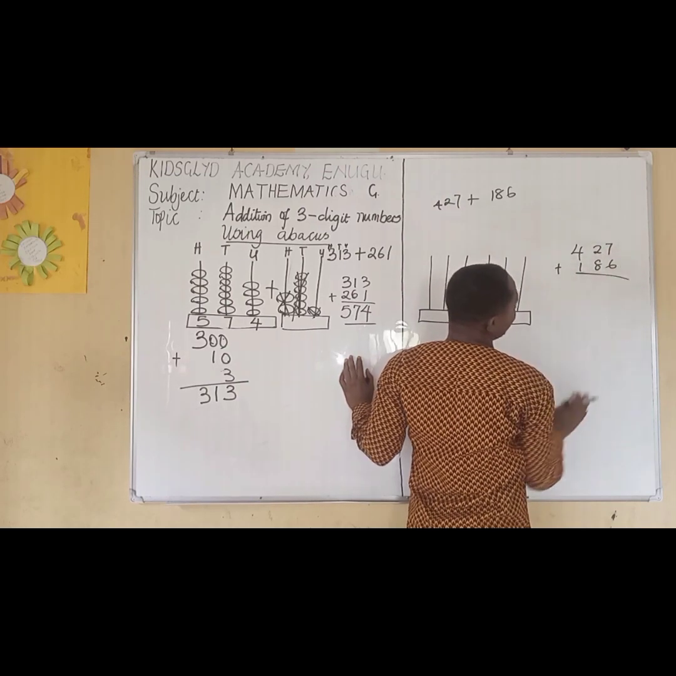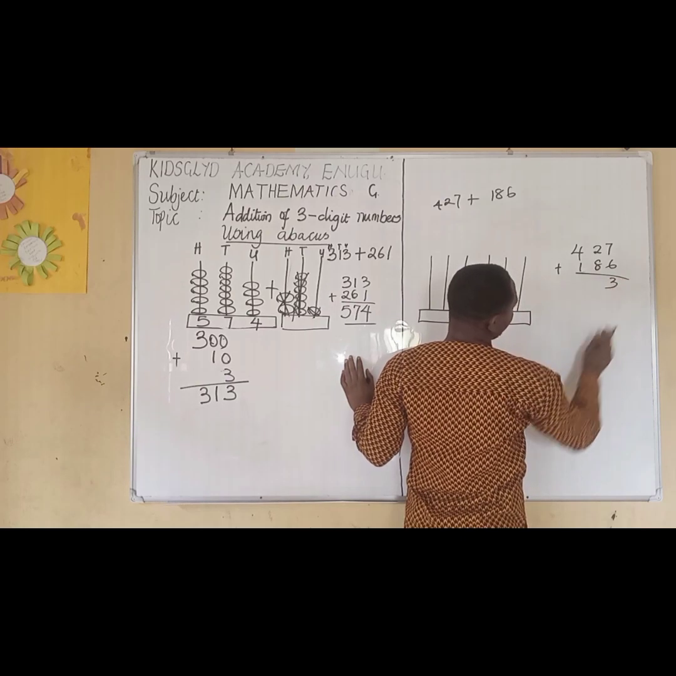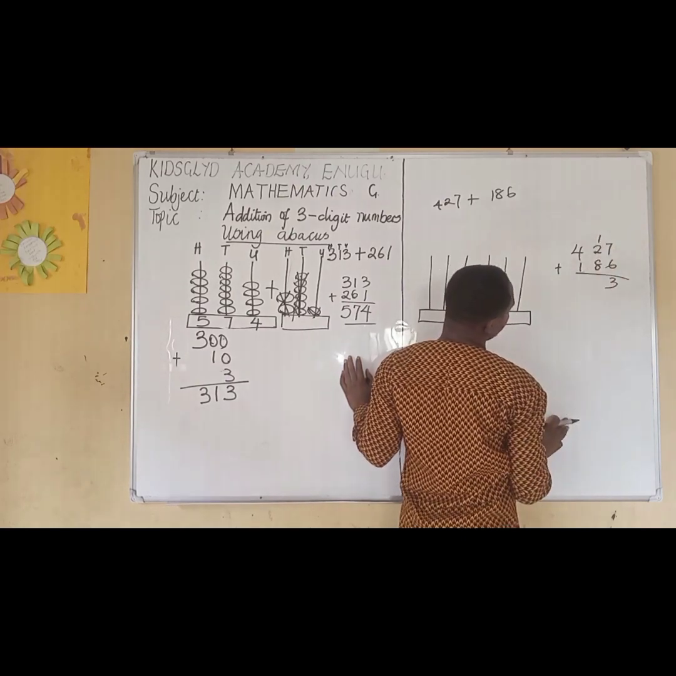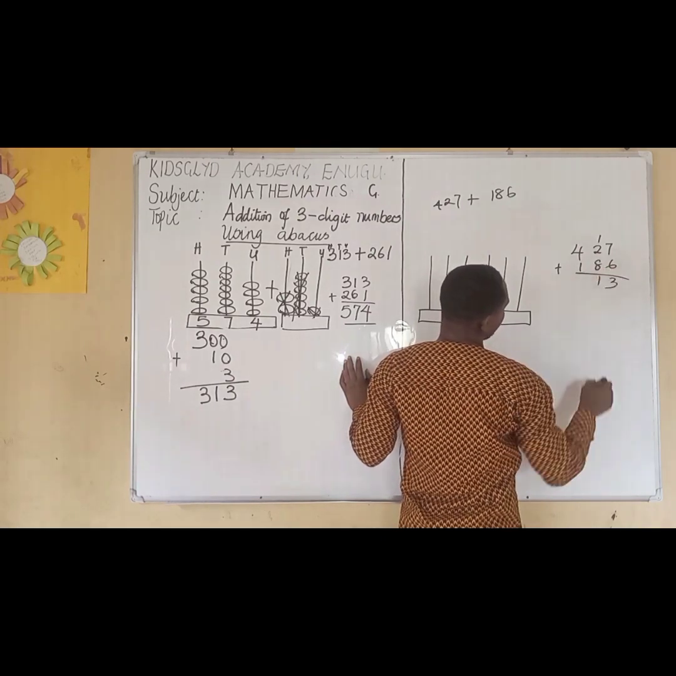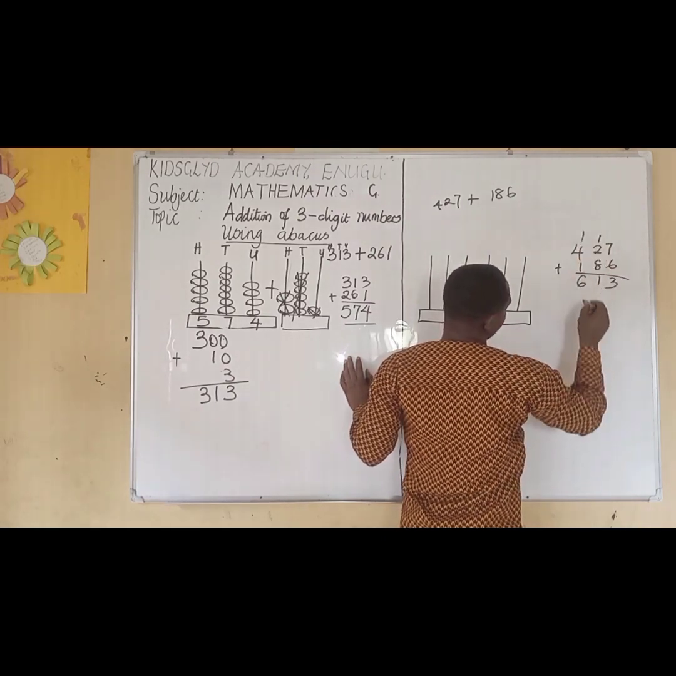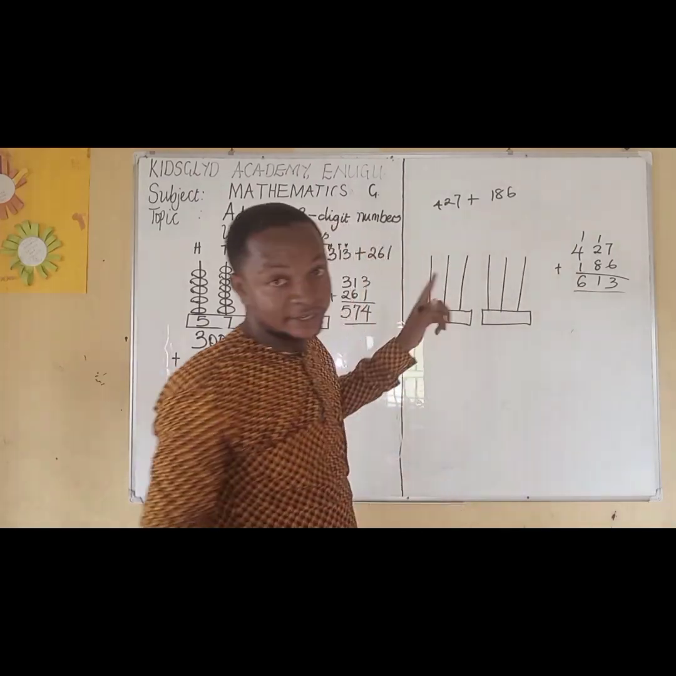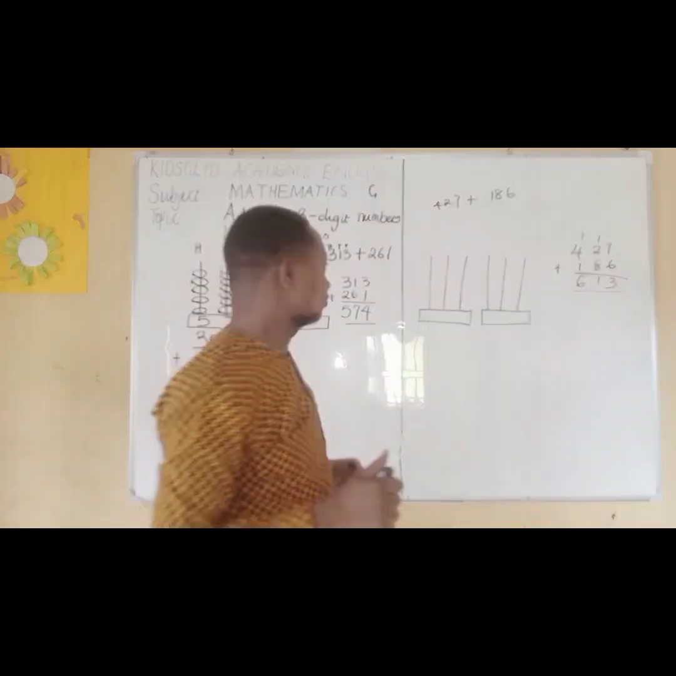7 plus 6 is 13. You write your 3, take 1. 1 plus 2 is 3, plus 8 is 11, write 1, take 1, and 1 plus 4 is 5... So this is what we're supposed to have as the answer. So we have carrying over here. But how do we do carrying over in abacus?